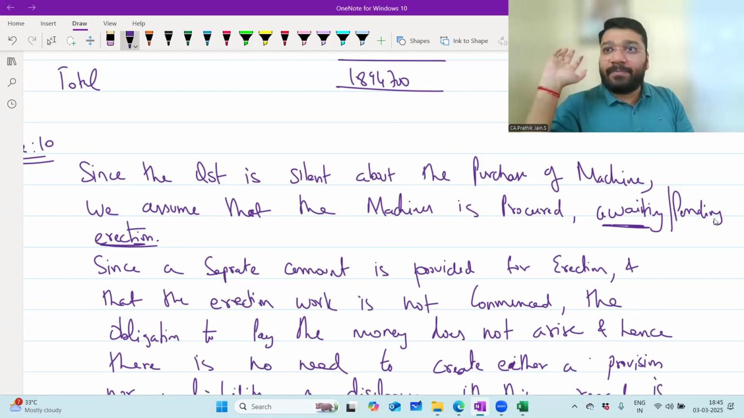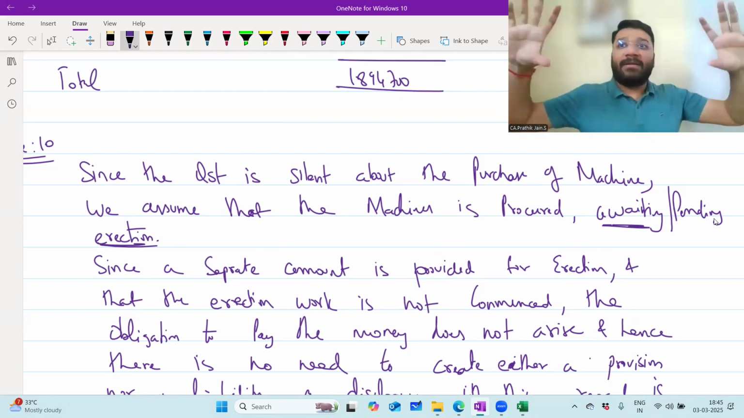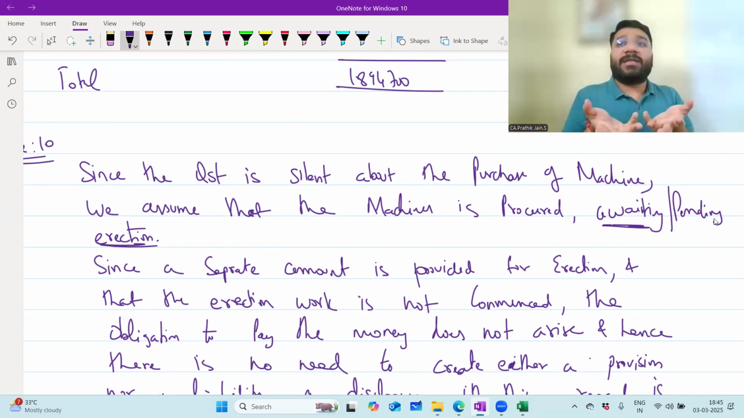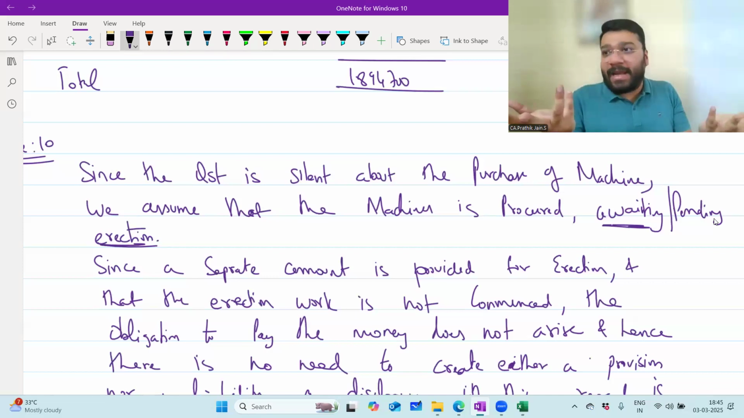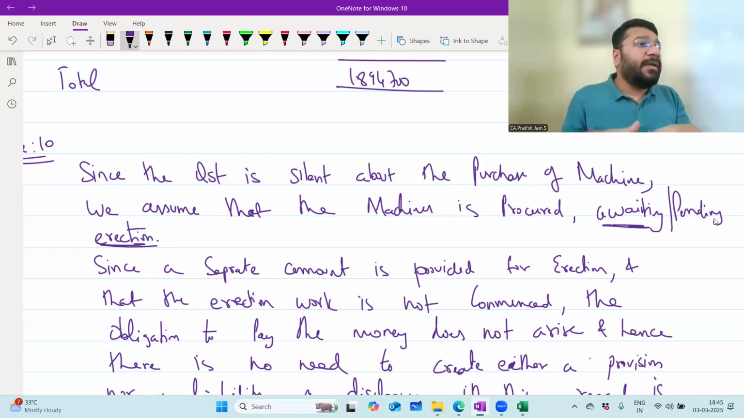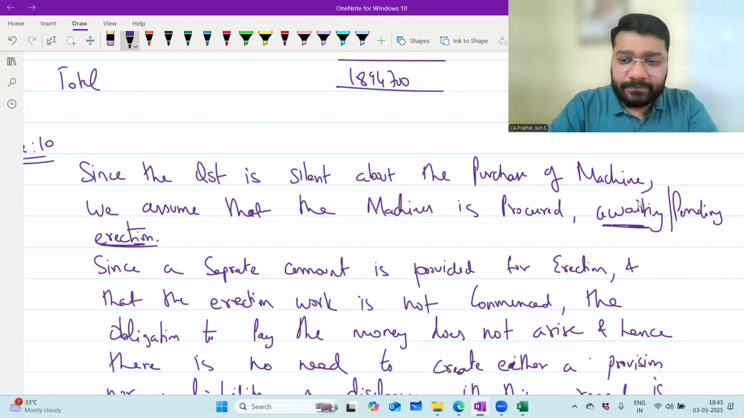The installation person came, drilled the holes, and put the plate, but did not complete the erection process. So I will not pay the money. The liability arises when the installation is completed. So the second assumption could be that the installation process has started, but they could not complete it in time. Since the erection is not completed, the obligation does not arise. And since the obligation is not there, there is no need for a provision or liability. A disclosure in this regard is more than sufficient.